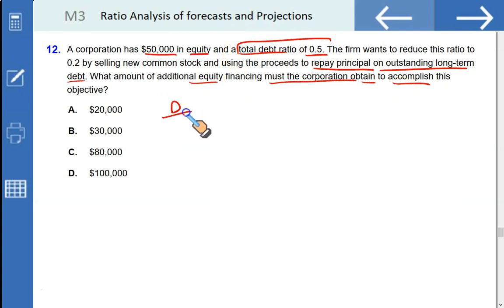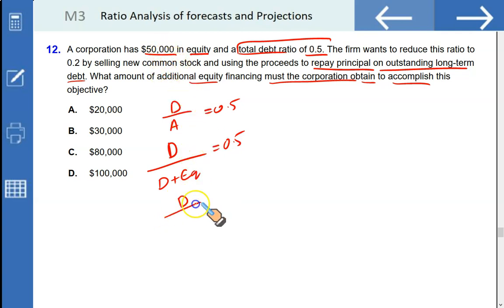Right now, our debt ratio, that is debt to assets, is equal to 0.5. We can write this as debt over assets. We know assets is equal to liabilities plus equity, the accounting equation, so we can write it as debt over debt plus equity is equal to 0.5. Now we have been given equity as $50,000, so we can replace equity with $50,000.